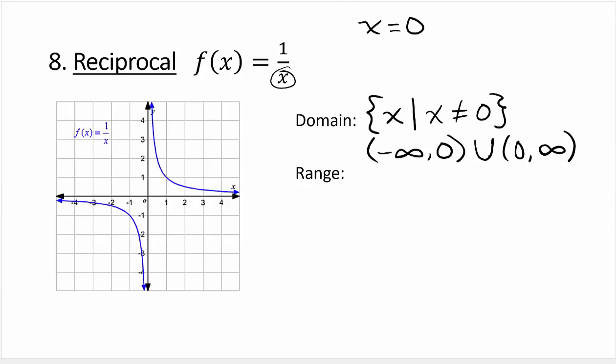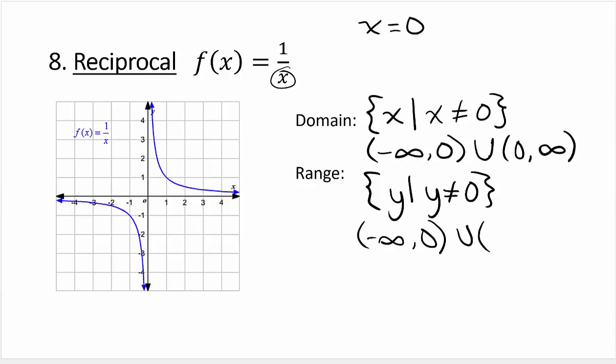For the range, we can see from the graph that the range would be the same thing. We're not going to get a y value of 0 back out, so I know for my range, this would be the set of all y such that y does not equal 0. Or again, I could also write this in interval notation, not including 0, so breaking that up into two intervals, open brackets on 0, indicating that we would not include 0 for either interval there.